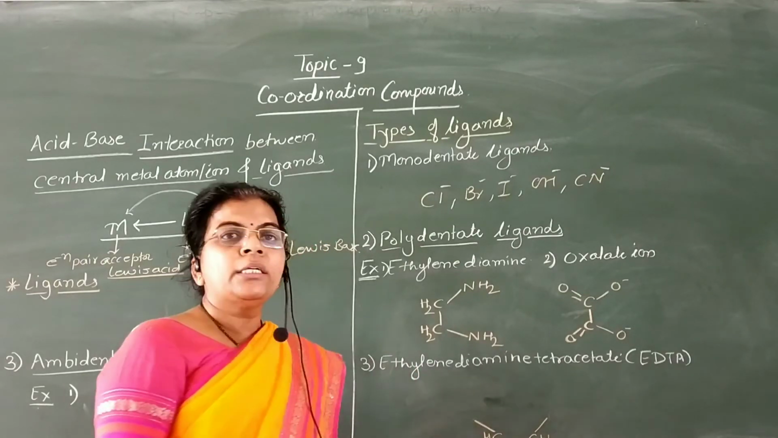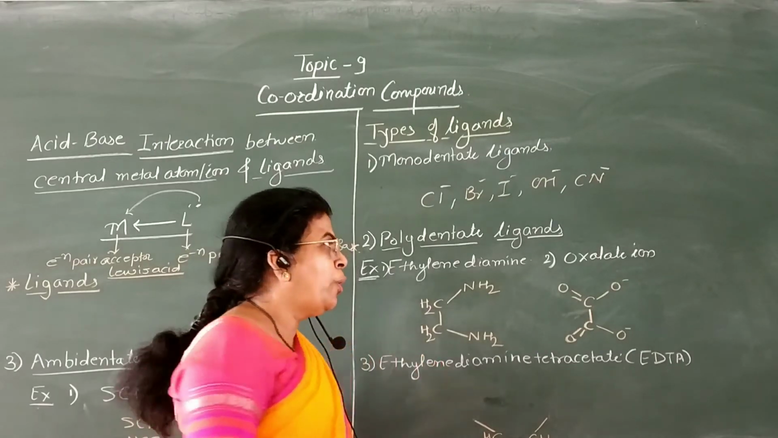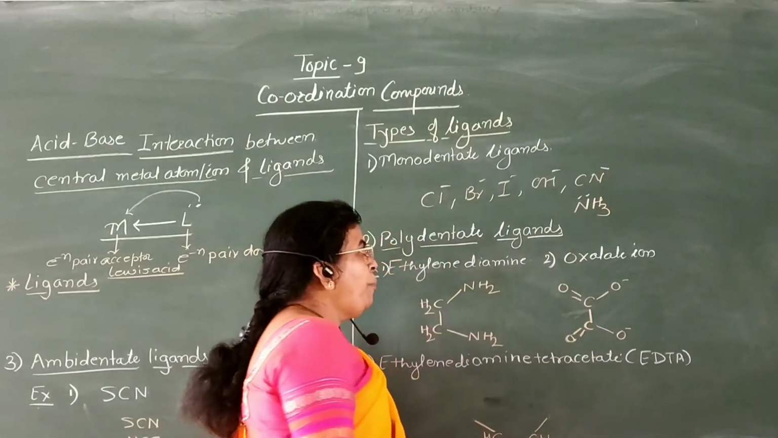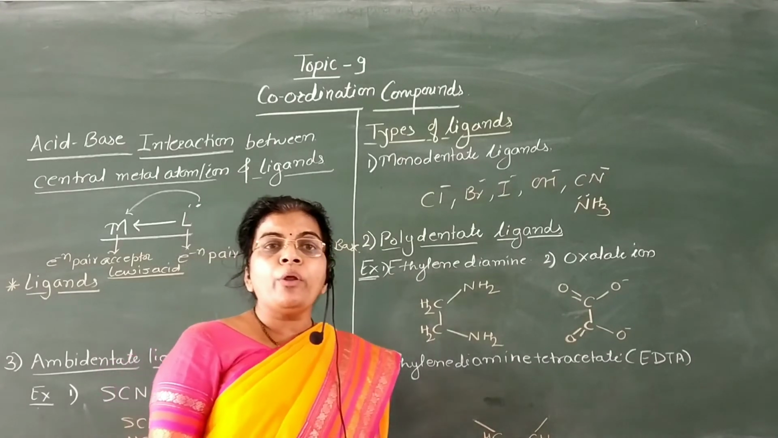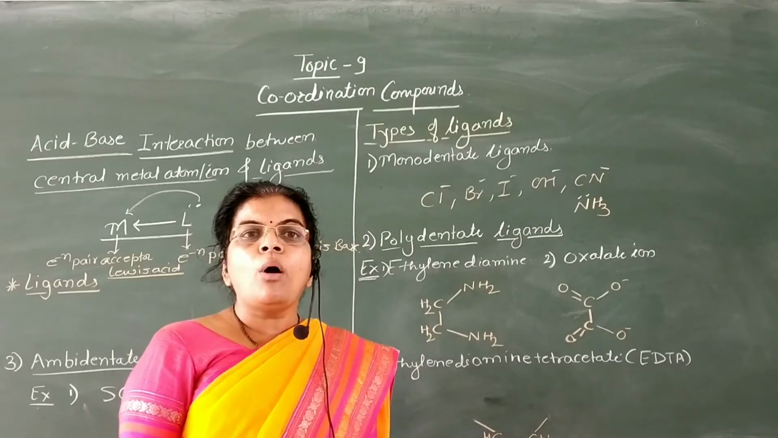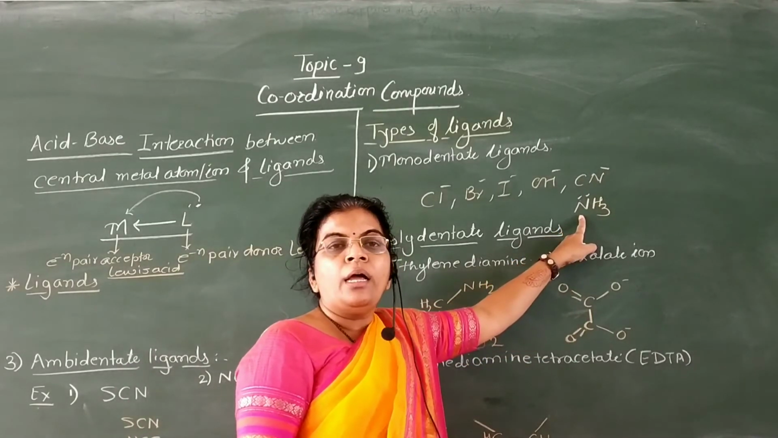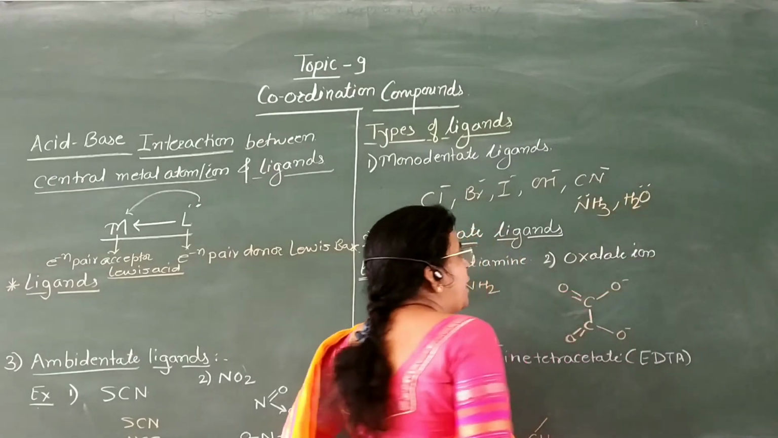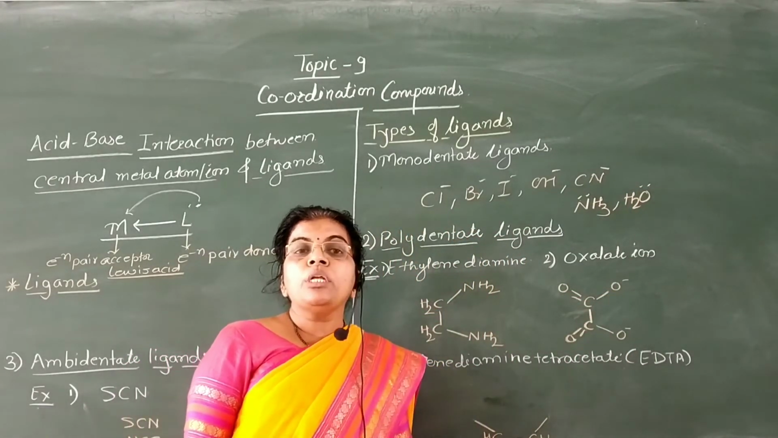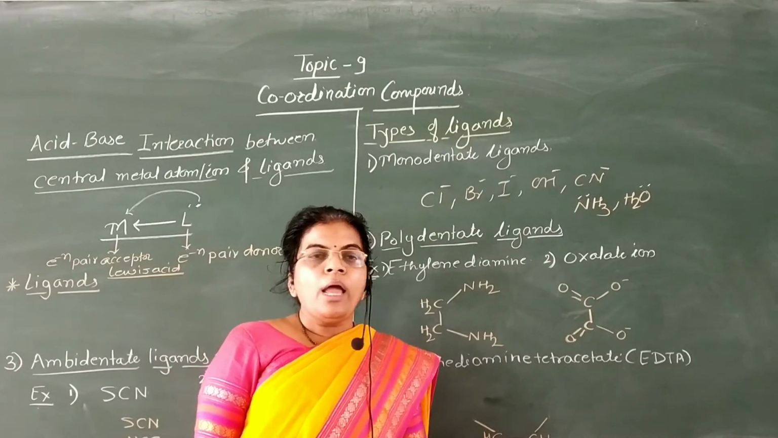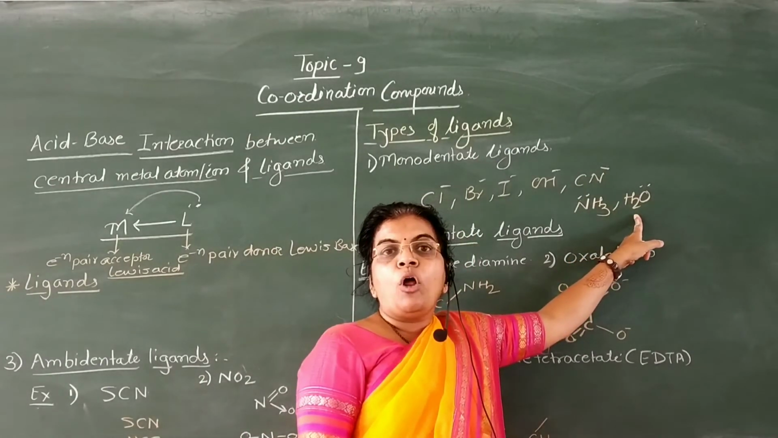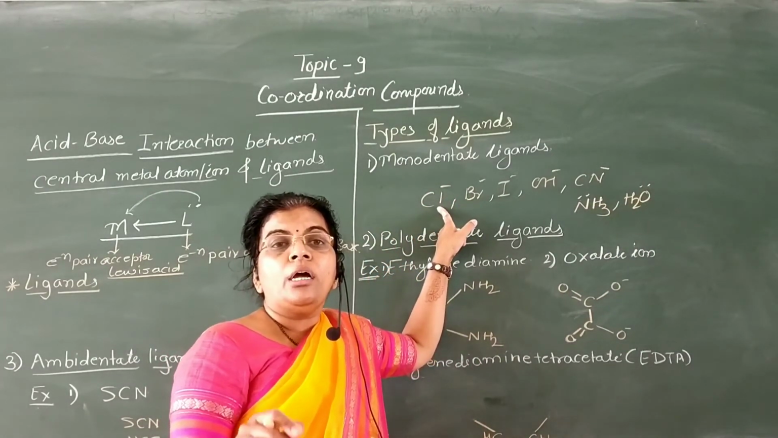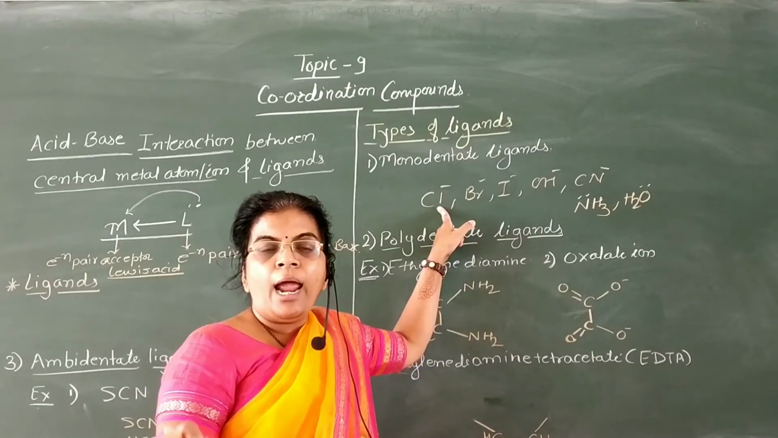Now, some monodentate ligands may be molecules. For example, NH3. This is the ammonia molecule, which possesses a lone pair of electrons on the nitrogen atom, and this lone pair can be donated to the central metal atom or ion, so ammonia is also an example of a monodentate ligand. Then H2O. In H2O, the oxygen atom possesses a lone pair of electrons which can be donated to the central metal atom or ion in a coordination compound, and therefore the water molecule is also an electron pair donor ligand. These are the monodentate ligands which can donate only one electron pair to the central metal atom or ion.